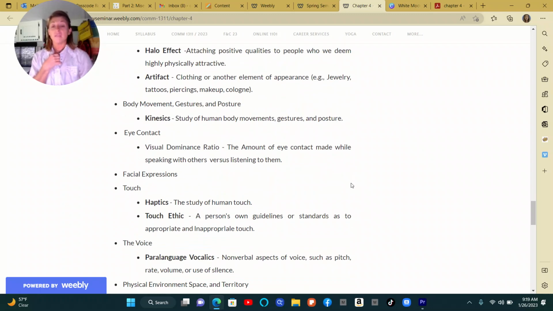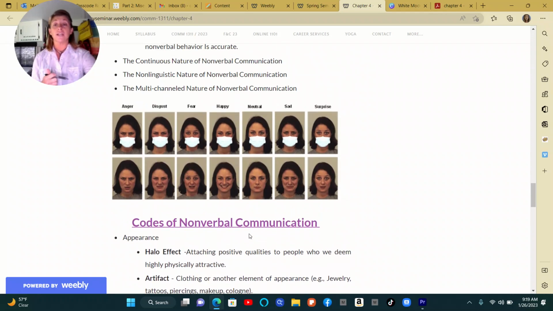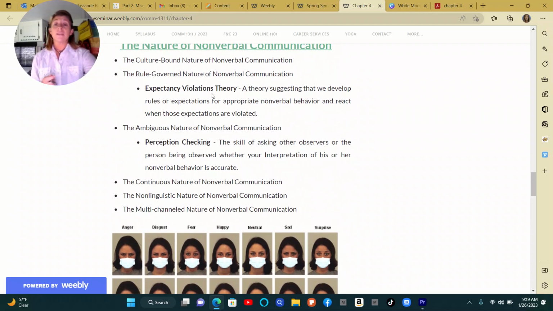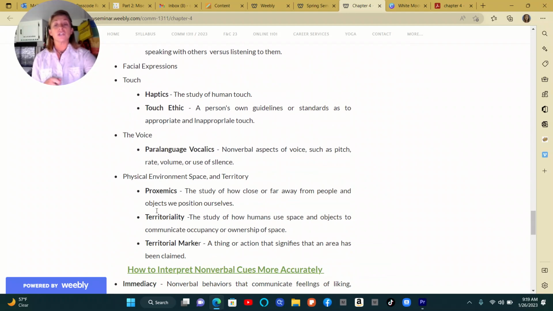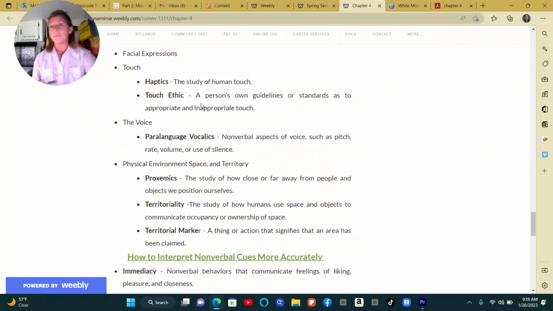Eye contact, right? Visual dominance ratio is the amount of eye contact made while speaking with others versus listening to them. Facial expressions, touch. This is the study of human touch. It's called haptics. Touch ethic is a person's own guidelines or standards as to appropriate and inappropriate touch. So this expectancy violation theory falls under touch ethic, because some people may not want to get touched. I'm not a hugger. Please don't hug me, right? Expectancy violation. I'm letting you know, don't hug me, right?